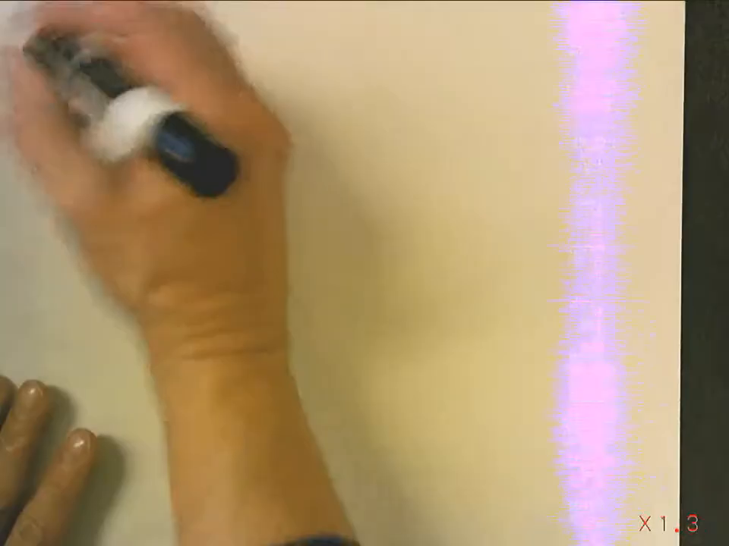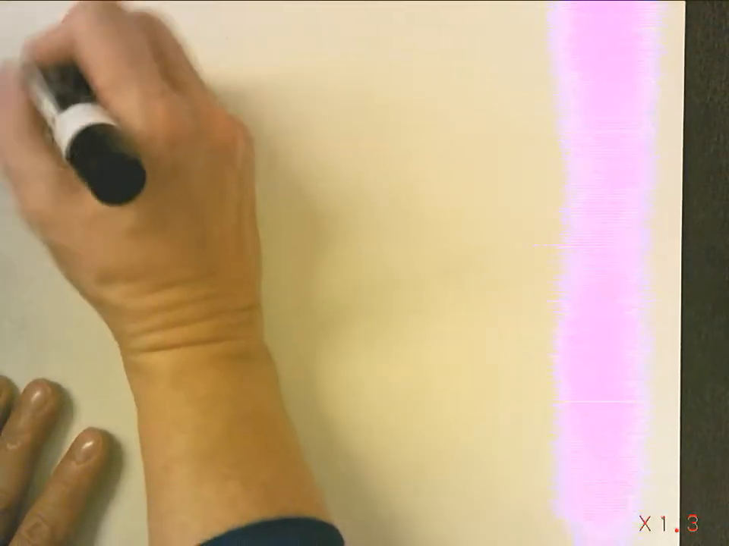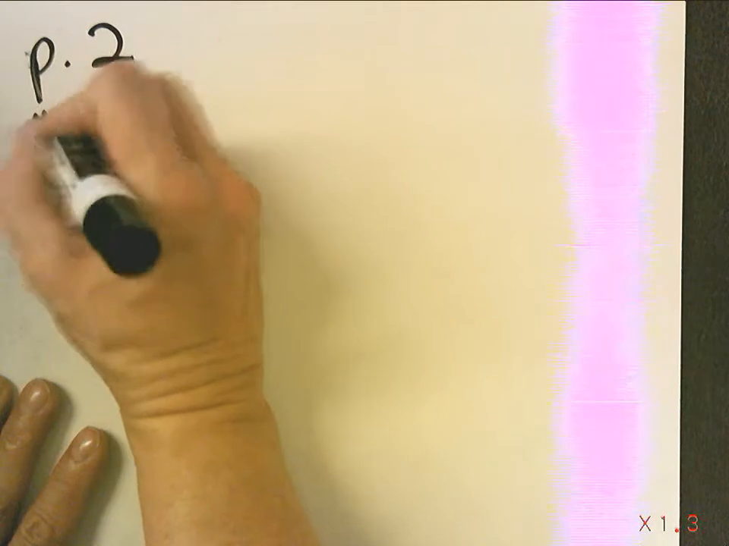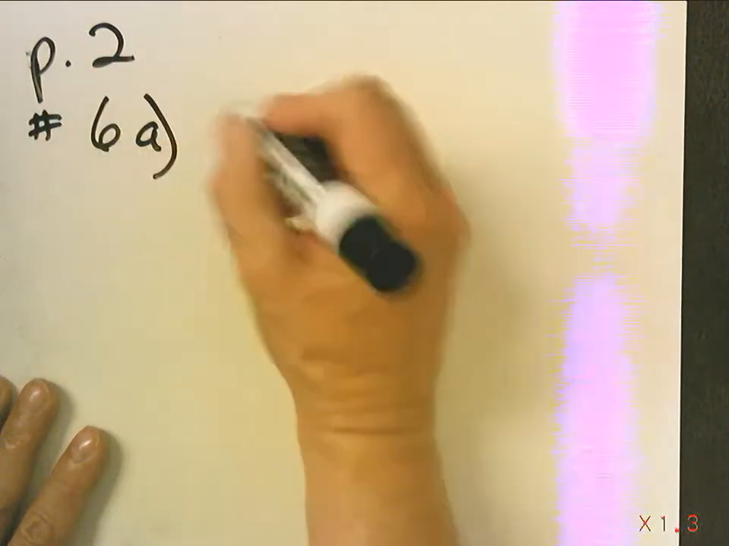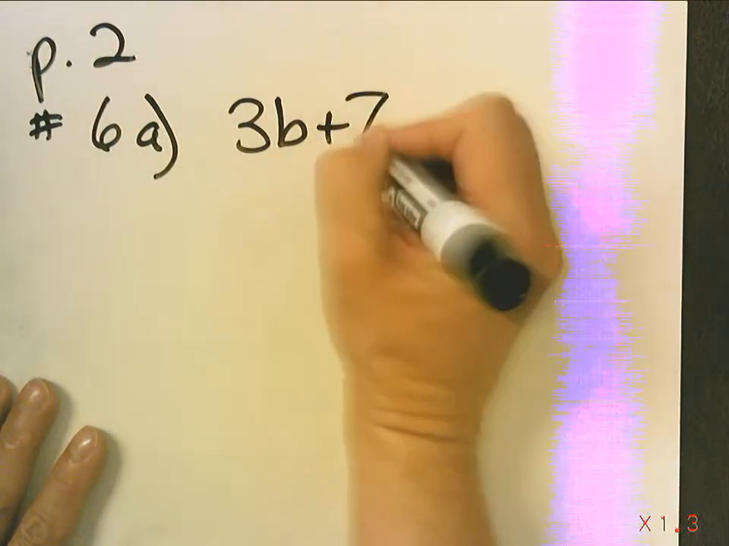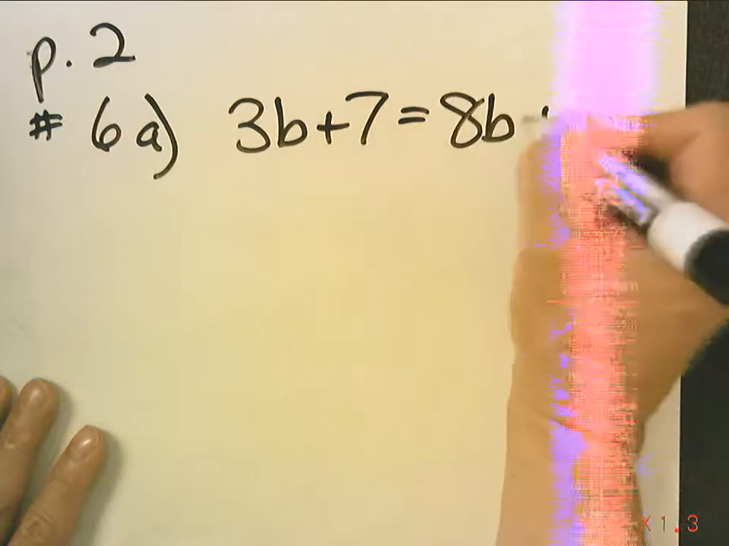So on page 2 of packet 3.4, let's look at some of those problems. Now, you were going to do A, B, C, and D on your own for homework. So page 2, number 6A: 3B plus 7 equals 8B plus 2.